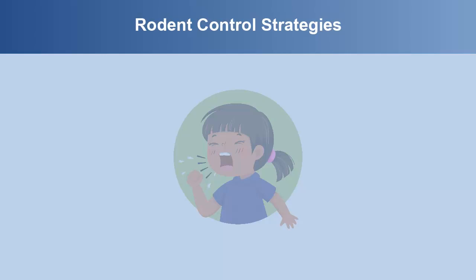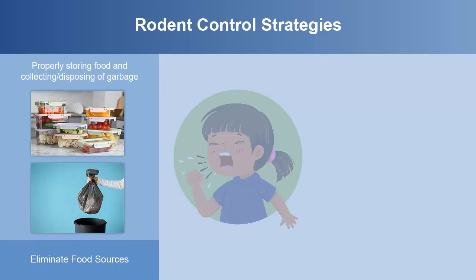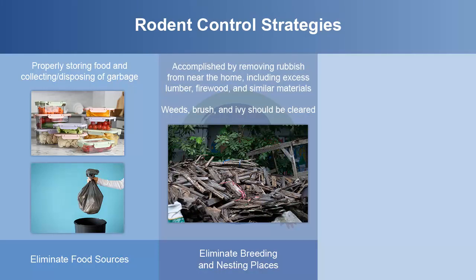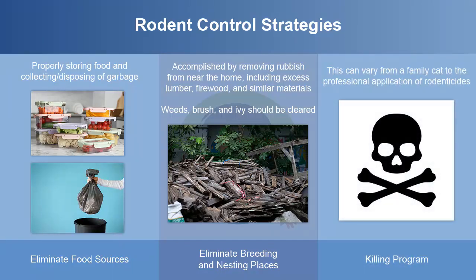Rodent control strategies include eliminating food sources with storage of food and collecting and disposing of garbage, eliminating breeding and nesting places by removing clutter near the home, including excess lumber, firewood, and similar materials, and killing rodents with the help of a family cat or having someone apply rodenticides. If cats aren't an allergen to the person with asthma, they can be effective against mice.